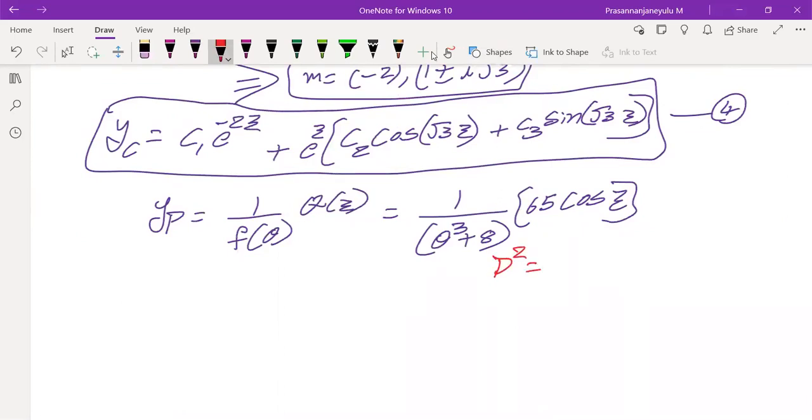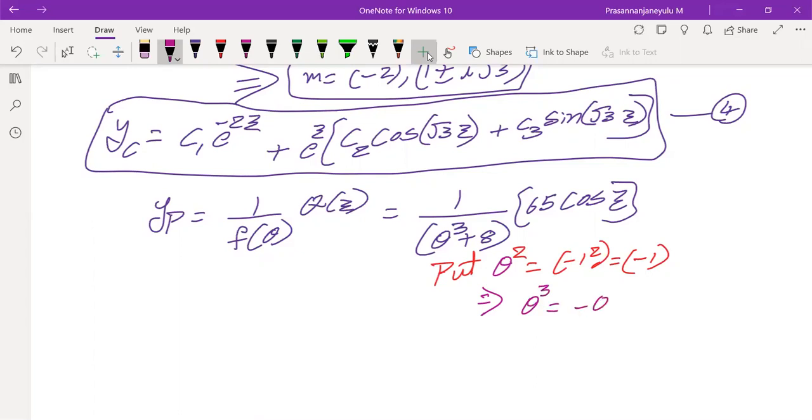Put d square equals to how much? Minus a square. What is the a value? 1, so it is equals to minus 1. But do we have d square? No. Sorry, here it is not d square. Please be careful. It should be theta square. Put theta square equals to minus a square. We are not having theta cube directly, but we need to find theta cube also. Multiply on both sides with theta, then we'll get theta cube equals to minus theta.